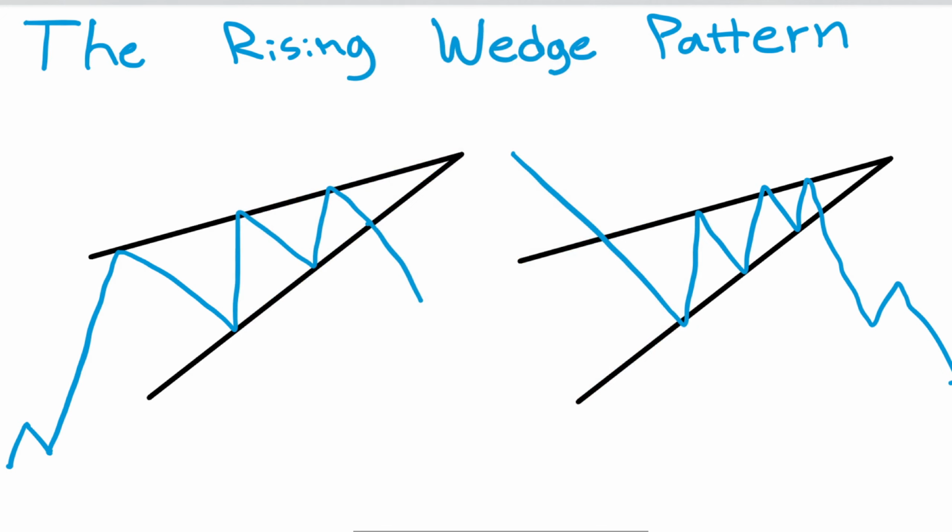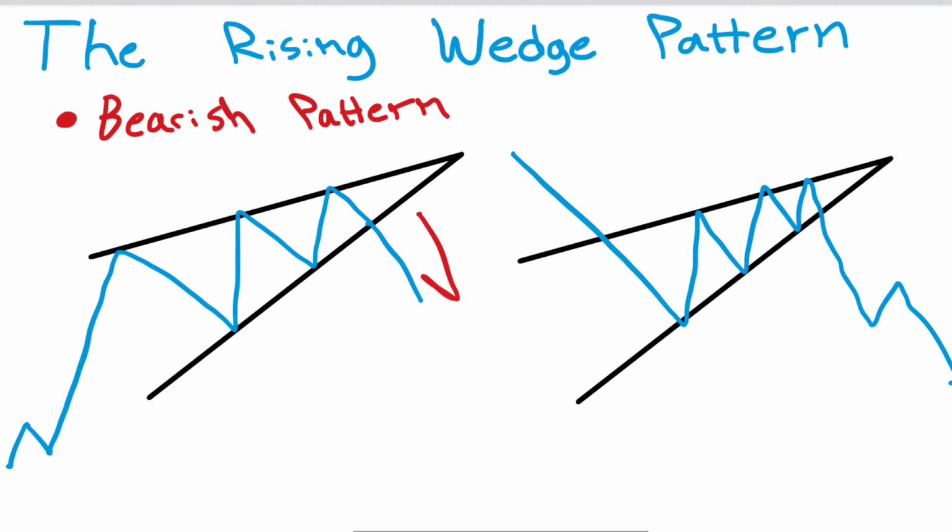Alright, so the rising wedge pattern, what is it? Well, first of all, we can say that it is a bearish pattern, meaning that the goal of this pattern is to break to the downside, as you can see both in the case when it acts as a reversal and also in the case when it acts as a continuation pattern. And we will return to this very soon, but right now let's just realize that we are talking about a bearish pattern.